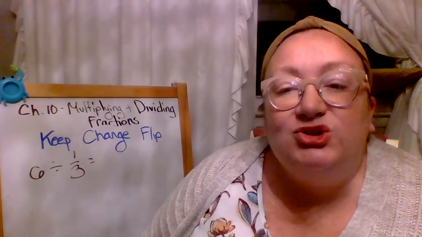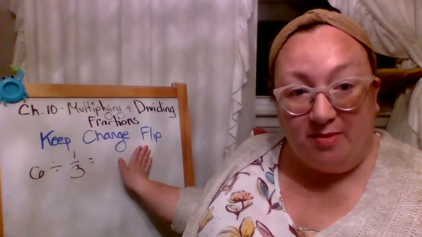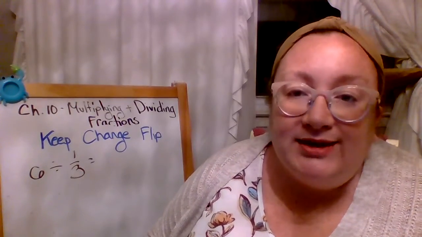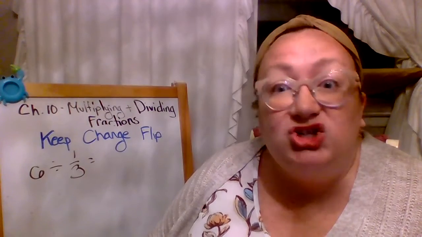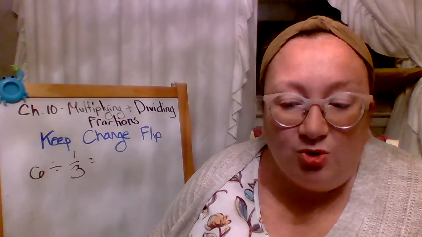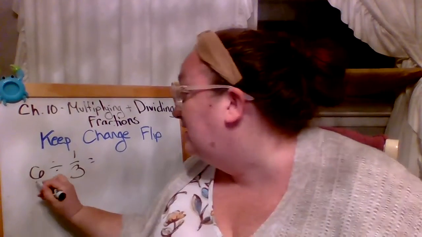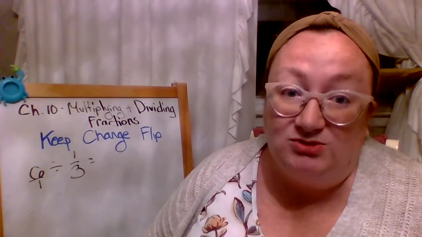All right, so let's go through this process of keep, change, and flip. So here we have 6 divided by 1/3. Now, again, if you see a whole number or a mixed number, change it first. So here we have a whole number. We know that if we have a whole number, all we do is add a denominator of 1. So I'm good now. Now I can do my keep, change, flip.